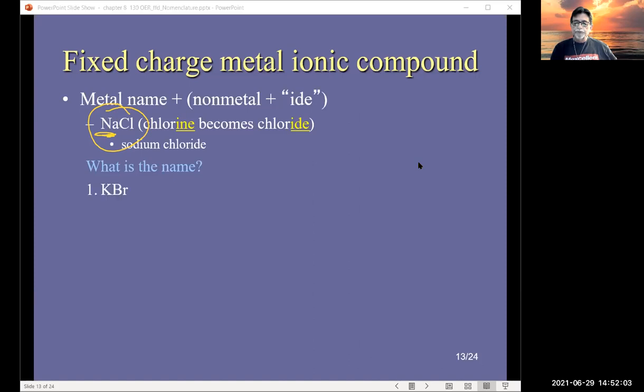How about this one? What do you think this would be? KBr. Potassium bromide. That would be correct. Potassium bromide. How about MgO?